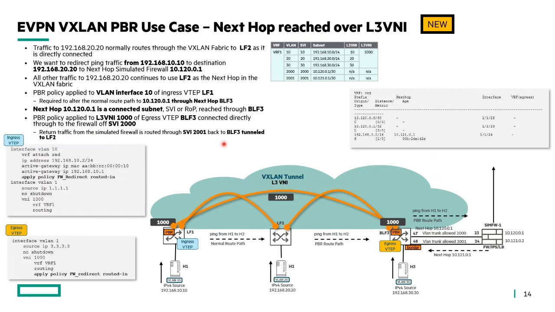Under the configuration, these are the same slides that I was showing before, but now we've got the actual configuration that we've applied. We show that the firewall redirect policy is applied on the routed-in interface for SVI 10 on leaf 1, and then also to the L3 VNI on the egress VTEP for border leaf 3. We're also showing the routing table, what it looks like for this simulated firewall that we're sending the traffic to. The next slide will show what the actual PBR configuration itself looks like.